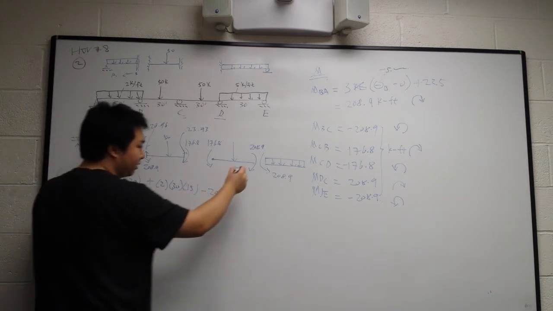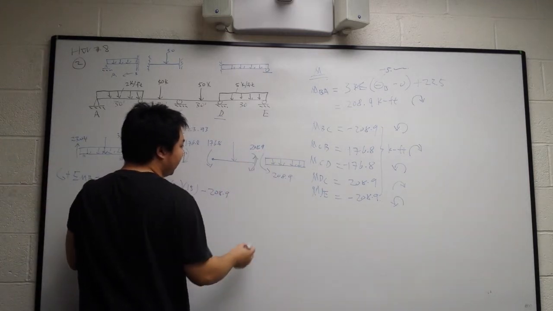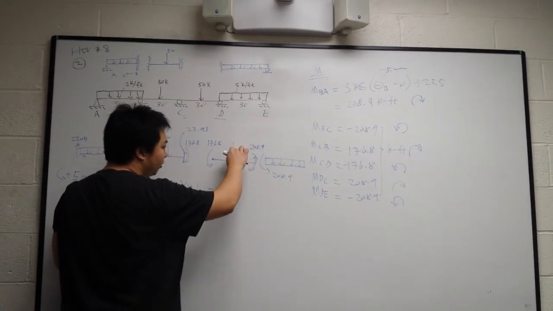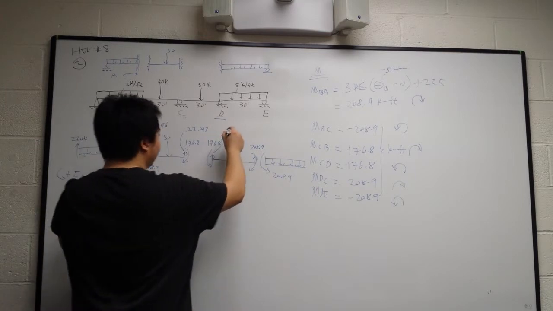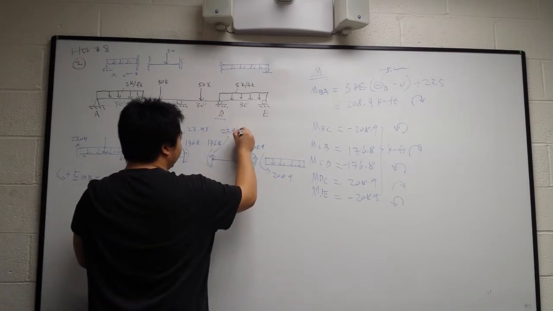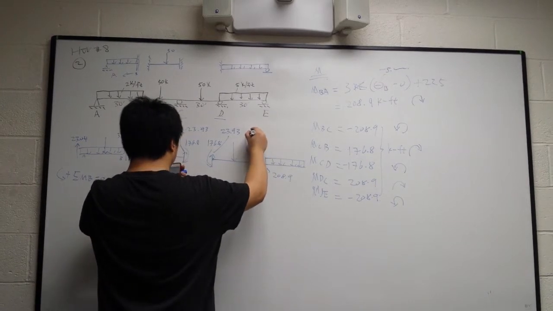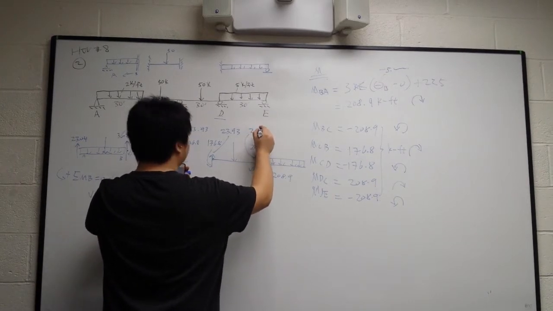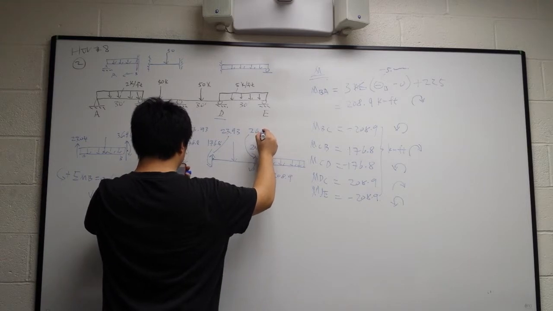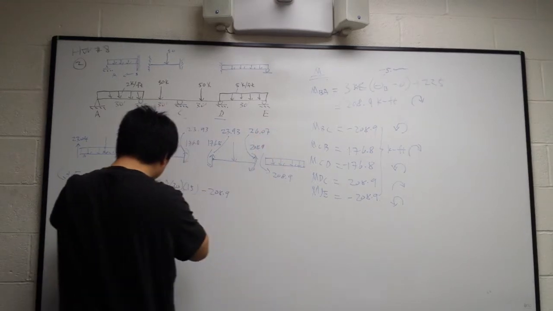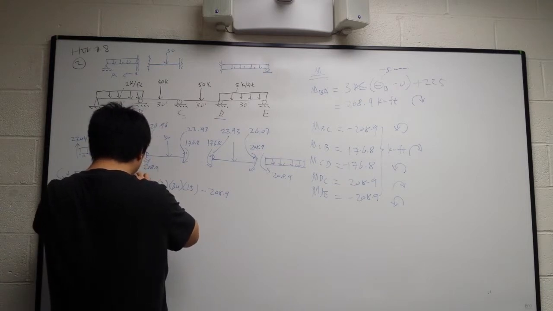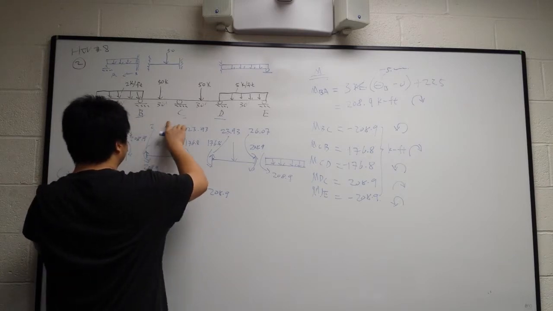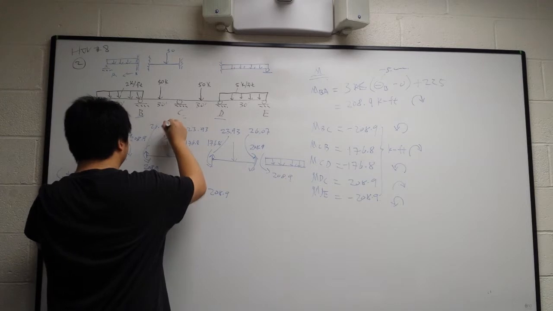Same thing here. You sum the moment at this point. Just do the same thing. You're going to find the shear for this point. And after you find the shear for this point, you do the same thing: point load minus this shear. You're going to get this shear. So this one should be the same thing, 23.93. And this one should be 26.07.